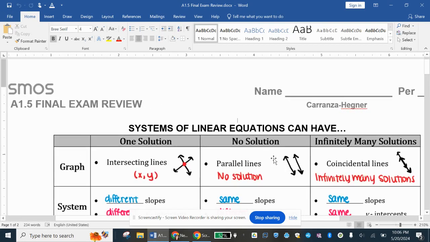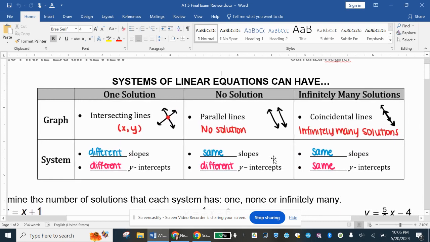All right, so take a look at the top of your review sheet and everything that's written there as a reminder. In this unit, we started talking about systems of linear equations, okay? Systems refers to just more than one equation, and linear means we're talking about lines. We talked about systems of linear equations in this chapter, and we also talked about systems of linear inequalities. We'll talk about that on the second page.